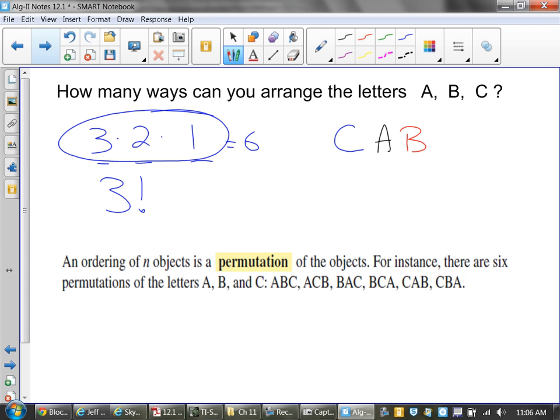Three factorial. 3 exclamation point. 3's not yelling at you. It's telling you 3 times 2 times 1. Yeah, it's not going 3! No, it's not doing that.